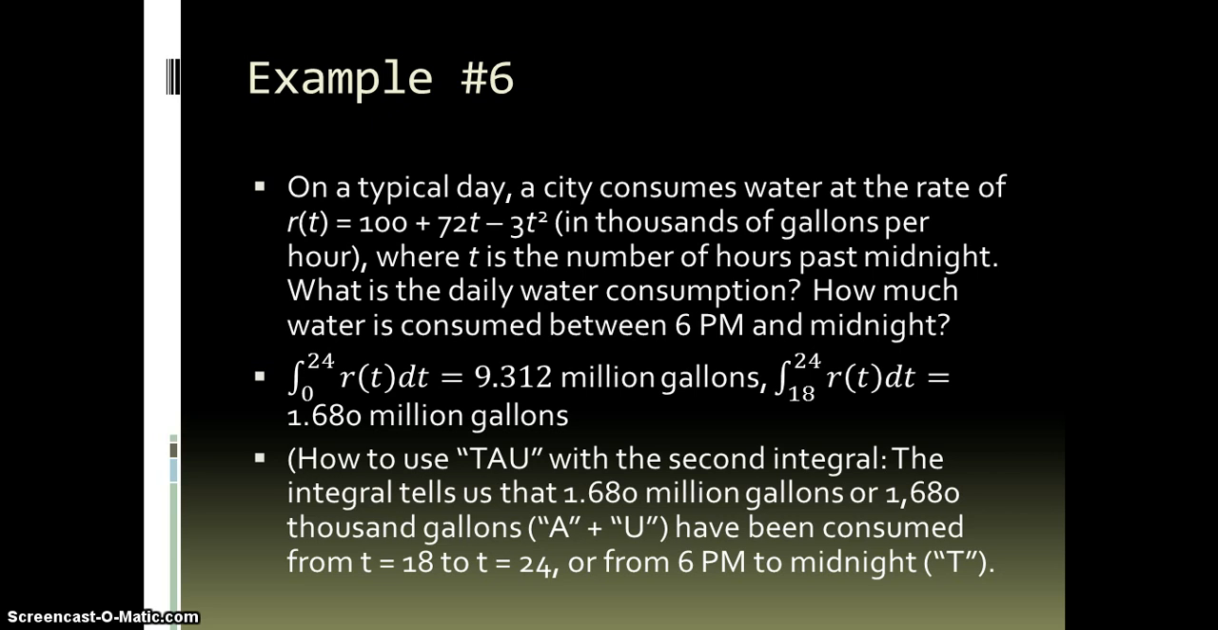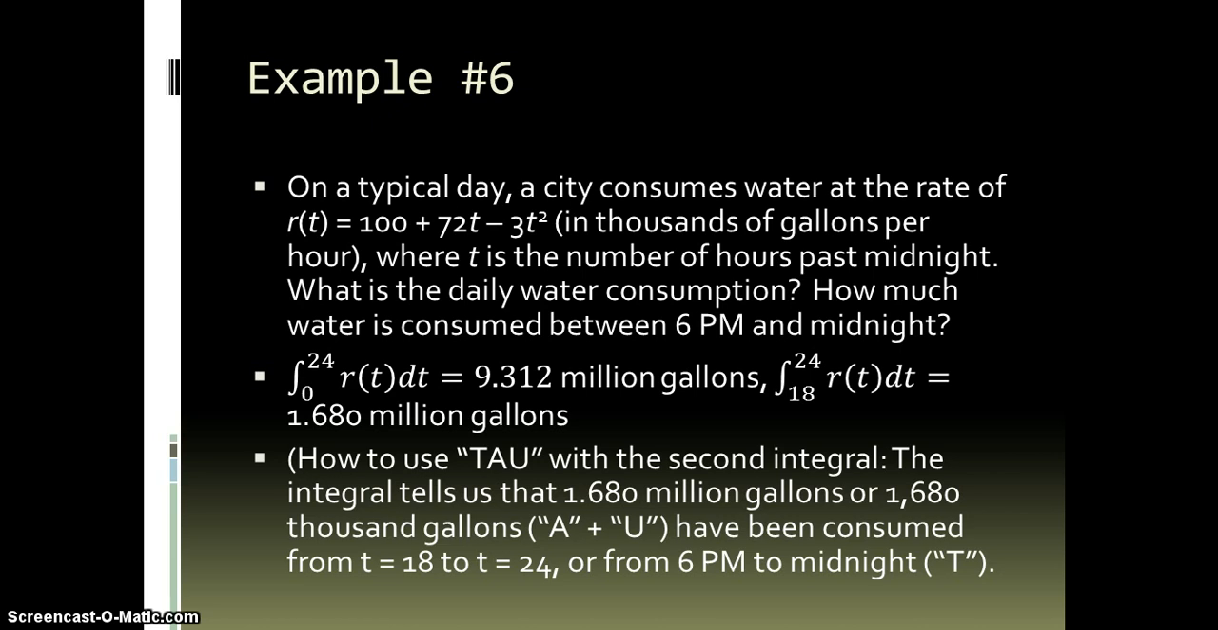We're going to integrate from 0 to 24 of r of t dt. That is our rate of change. When we integrate our rate of change, we get an accumulation of the number of thousands of gallons. In fact, the number of thousands of gallons is 9,312, which I simplified to say 9.312 million gallons.